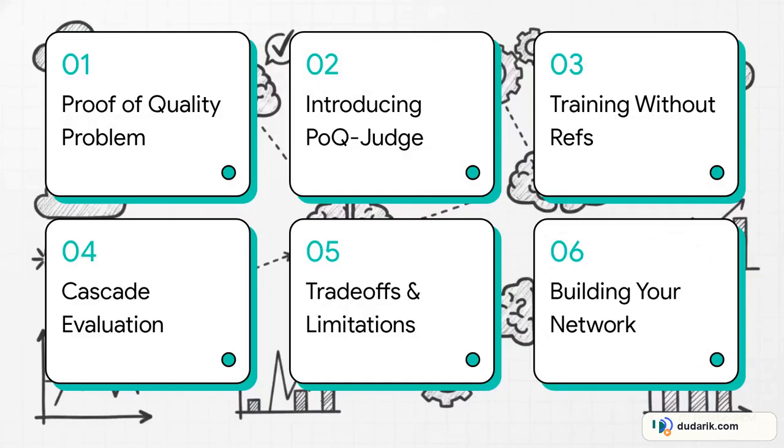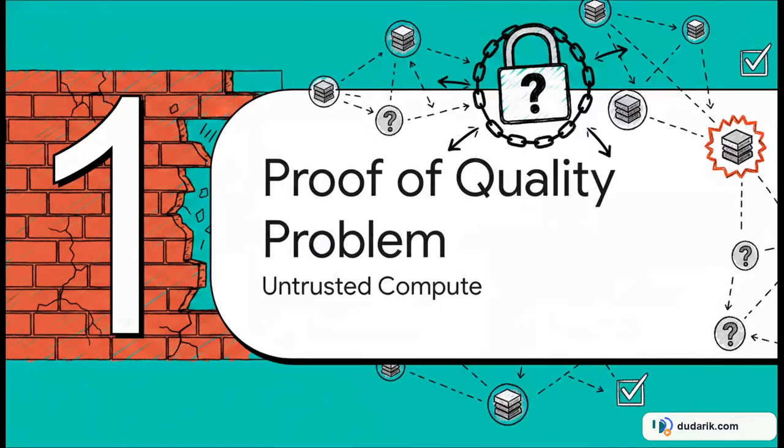So here's our roadmap for today's explainer. We'll kick things off with the proof of quality problem, introduce the PoQ-Judge framework, and then peek under the hood to see how it's trained. Then we'll get into the cascade evaluation cost cutter, weigh the architectural trade-offs, and wrap up with a checklist for building your own decentralized network. All right, let's jump right into section 1, the proof of quality problem.